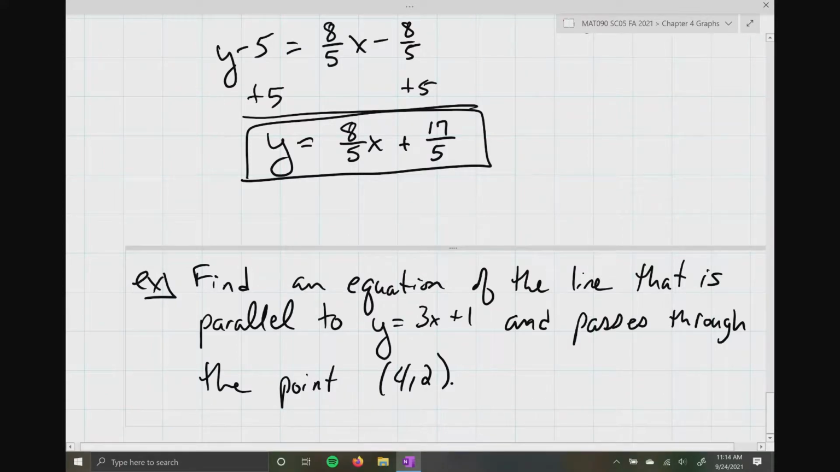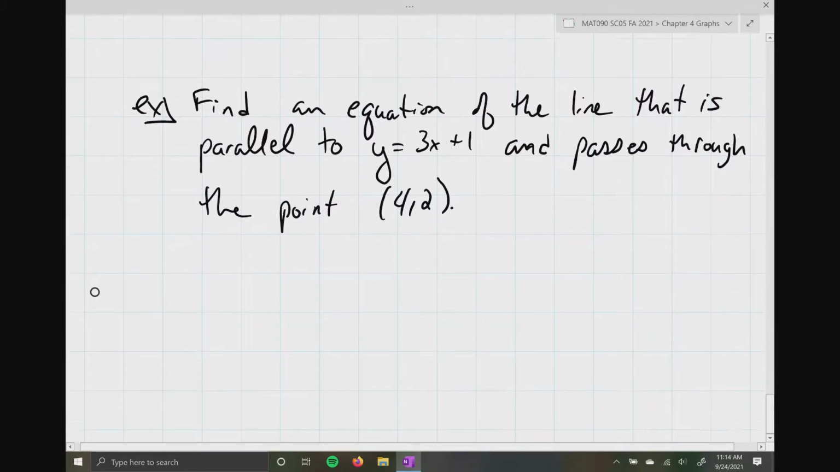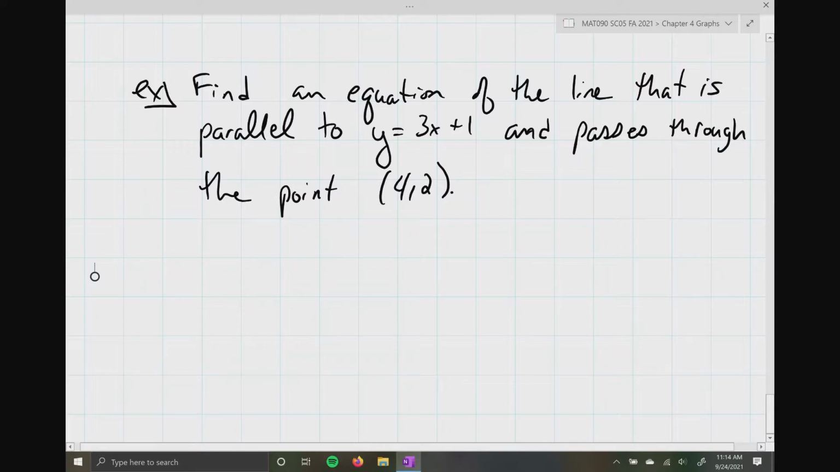So I want you to find an equation of the line that is parallel to the line y equals 3x plus 1, and it passes through the point (4, 2). Now, you have all the tools necessary to figure out this problem on your own. You do. You just have to think about what I'm asking and how you can get to your goal. So I'm going to let you try to figure this out.